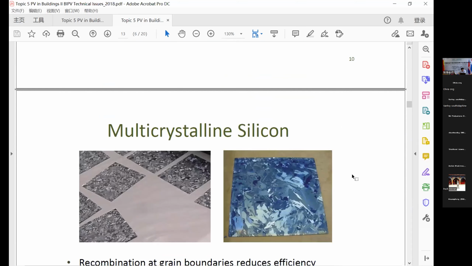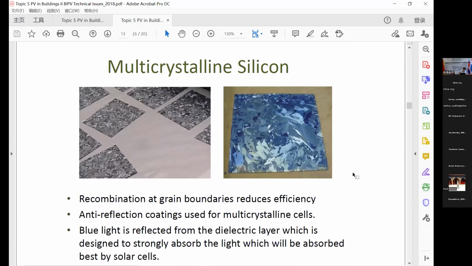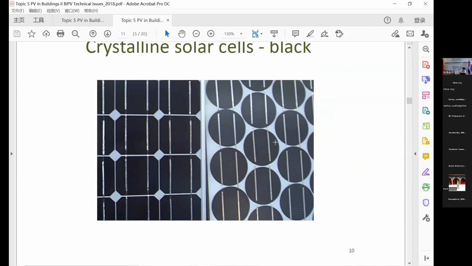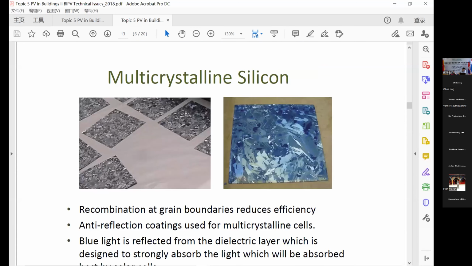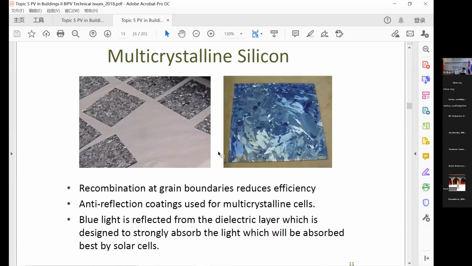Okay, and the multicrystalline reflects the blue light, and you can see the apparent difference. This one is the monocrystalline, black, and the multicrystalline, blue and green, and we can clearly see the grain boundaries. The carrier recombination at the grain boundary will significantly reduce the efficiency, and this is why most multicrystalline silicon has lower power conversion efficiency compared to monocrystalline silicon.